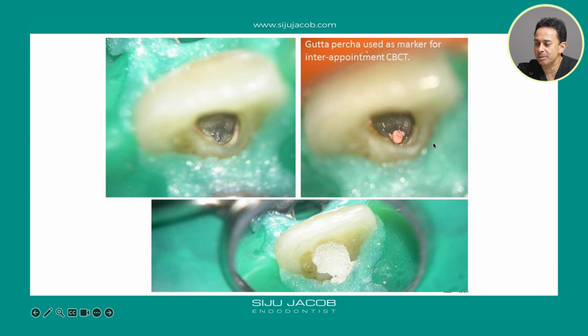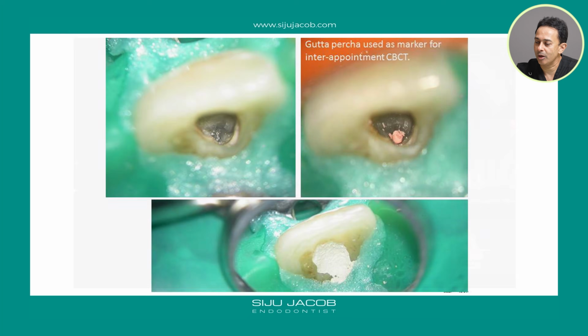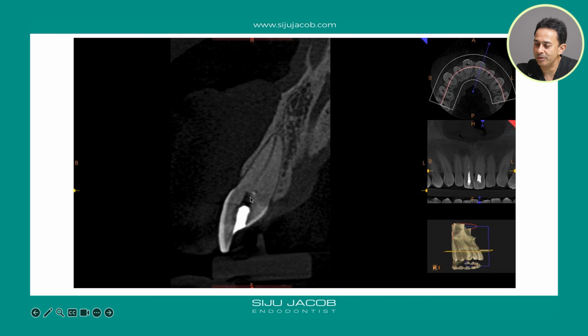So what I did in this particular case was I extruded a little bit of gutta percha from the backfill gun into the area where I presumed the canal was going to be, and then I left that gutta percha in there and put a temporary restoration on the access cavity. And then I took what we call an inter-appointment cone beam CT. Now this gutta percha that we kept there shows you the area where I was looking to drill down the canal. And what the cone beam CT tells me is that the actual canal is labial to where I was looking for the canal.